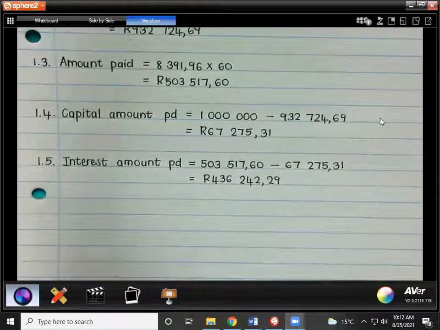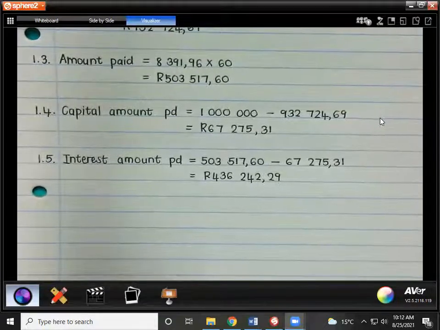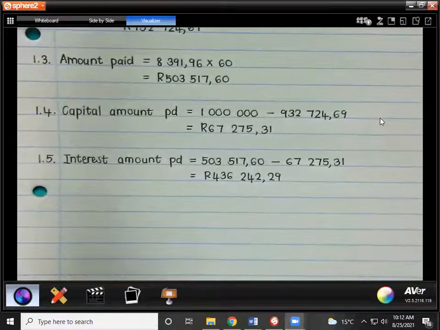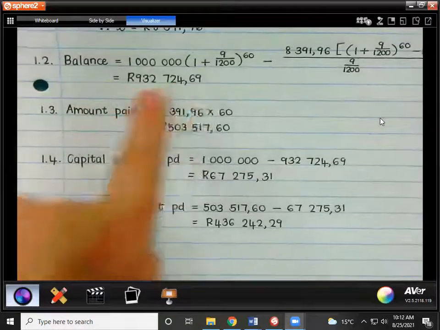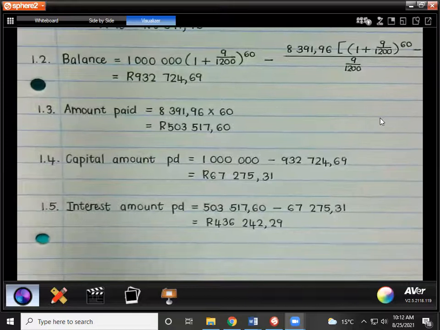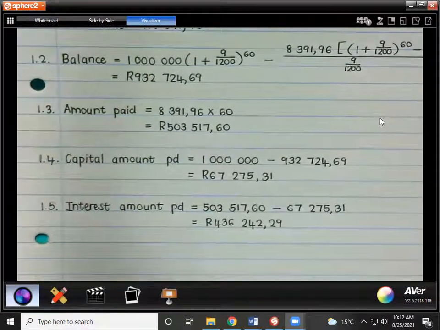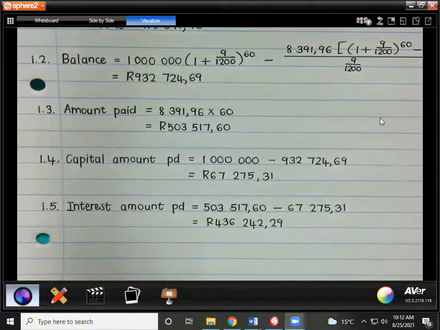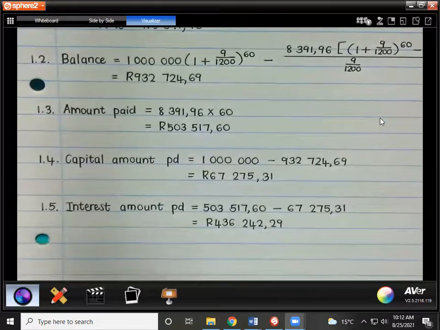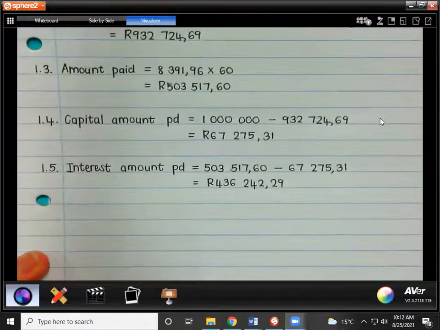Okay. Welcome to adulthood. It's not always nice, yes? So the 932,000, that's how much you owe, but are you going to end up paying more than that? Yes. Okay. So this is how much you owe after 5 years. But for the next 20 years, they're going to keep adding interest and then subtracting your payment.